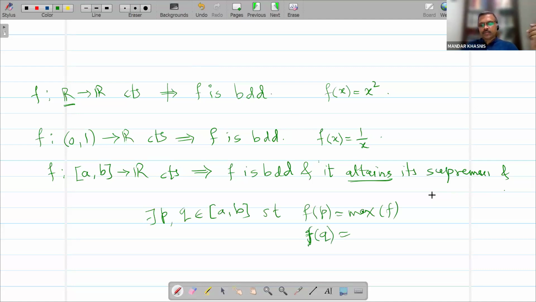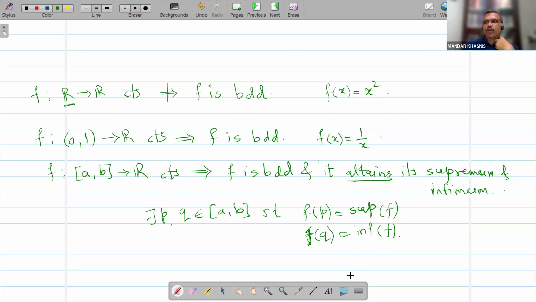Because it attains its supremum, we can call it maximum, and likewise infimum. You understand? I hope you get my small point. This is the supremum, and f of q is the infimum of f. In general, supremum and infimum need not be attained by the function. But if you are talking about a closed and bounded interval and continuity, it will force the function to attain its bounds.